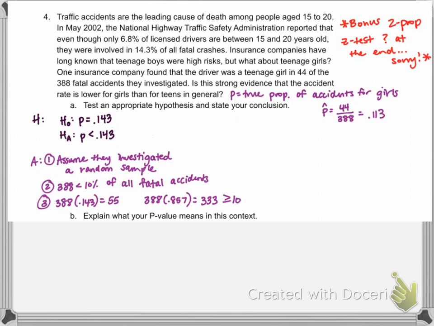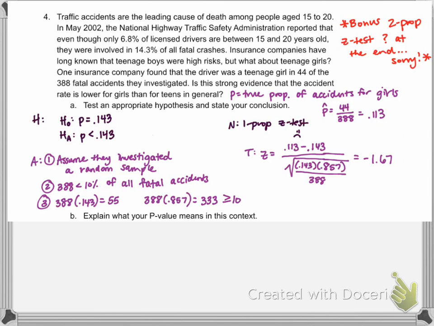Then I'm going to name the test that I'm doing here, which is a 1 proportion z-test, and the sad face is because, whoops, I didn't mean to do that. All right, so again, you're going to find your test statistic. You're looking for a z-score, subtracting your p minus your p-hat over that standard deviation. And that z-score, when I do all that, comes out to be negative 1.67.